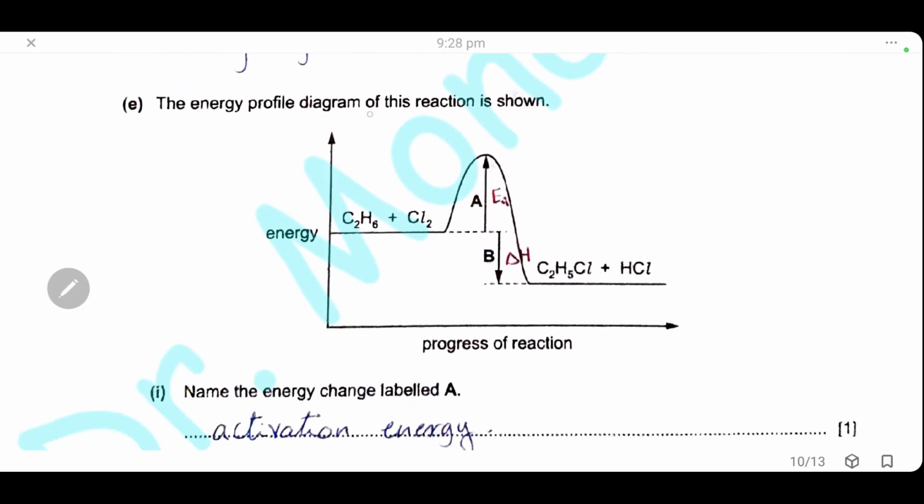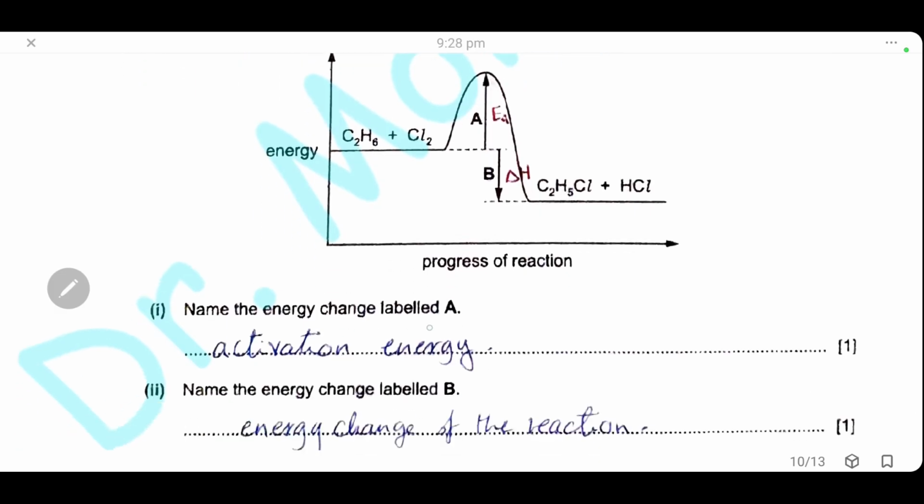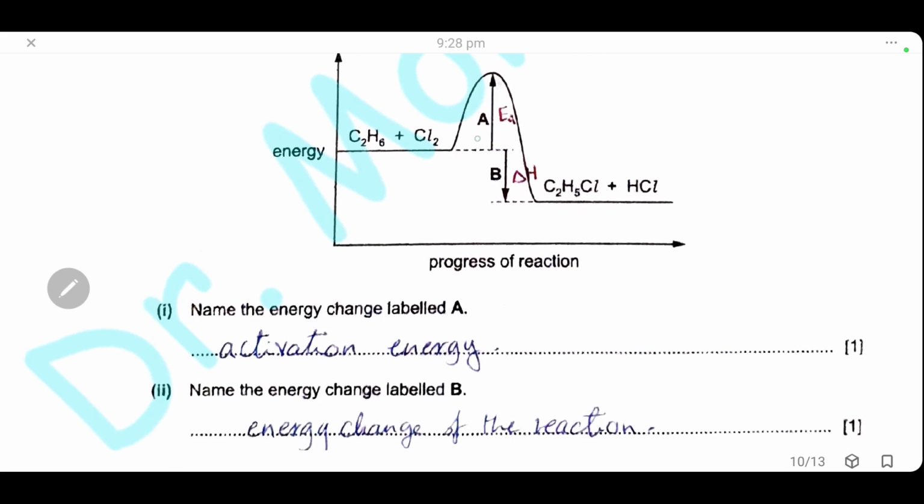The energy profile diagram of this reaction is shown. Name the energy labeled A. A is the activation energy needed for the reaction to happen, so A is the activation energy. Name the part labeled B. B is the energy change of the reaction, the delta H for the reaction.